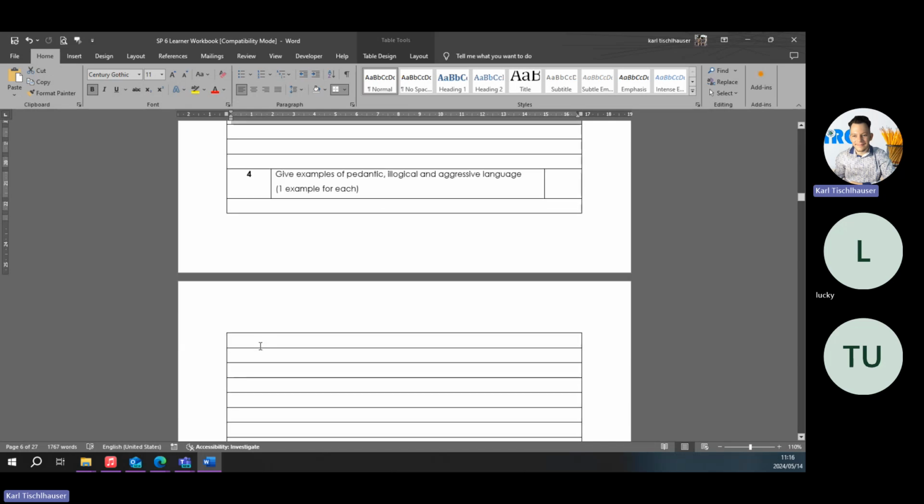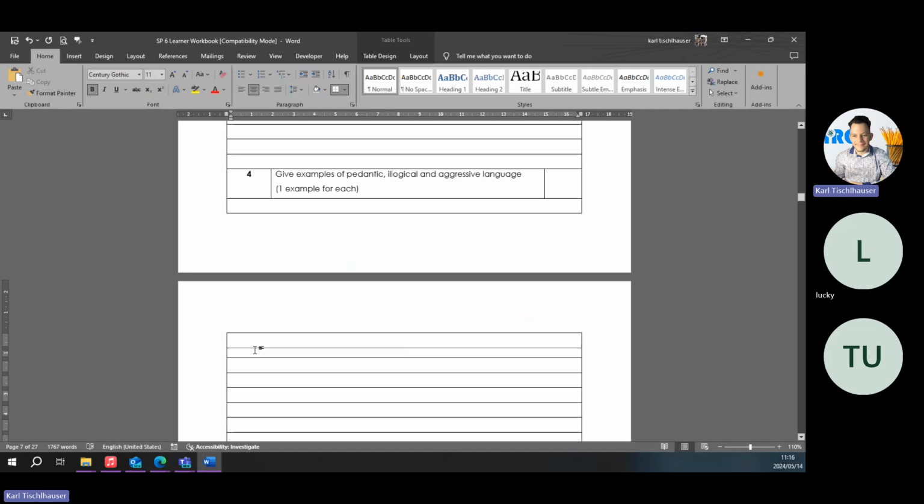Okay. Then it says give an example of aggressive language. So aggressive language is typically anything that has an exclamation mark at the end of it. Okay. So if we say something like, you better run! Good example. It's a threat. Anything that's a threat that has an exclamation mark at the end is aggressive language.